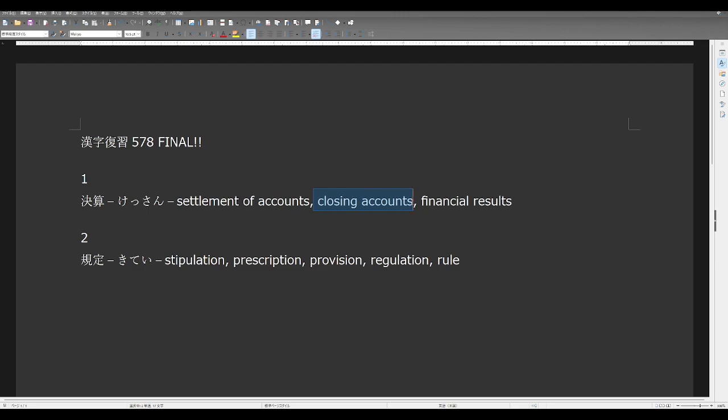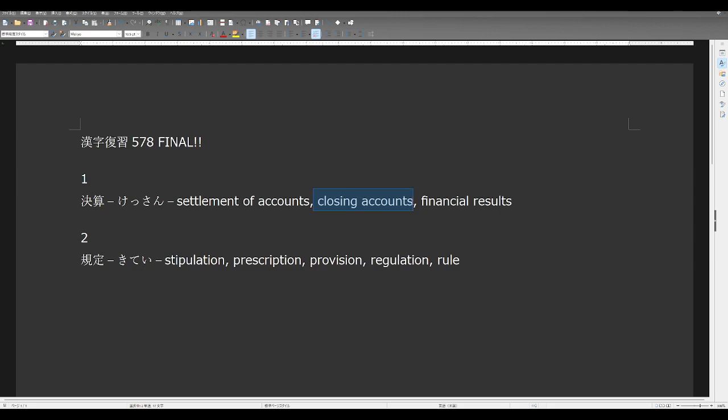Kesan are the financial results or the final settlement of some accounts. Kesan is a settlement of accounts or the financial results of something. Kesan desu. Kesan. The final determination from a calculation.